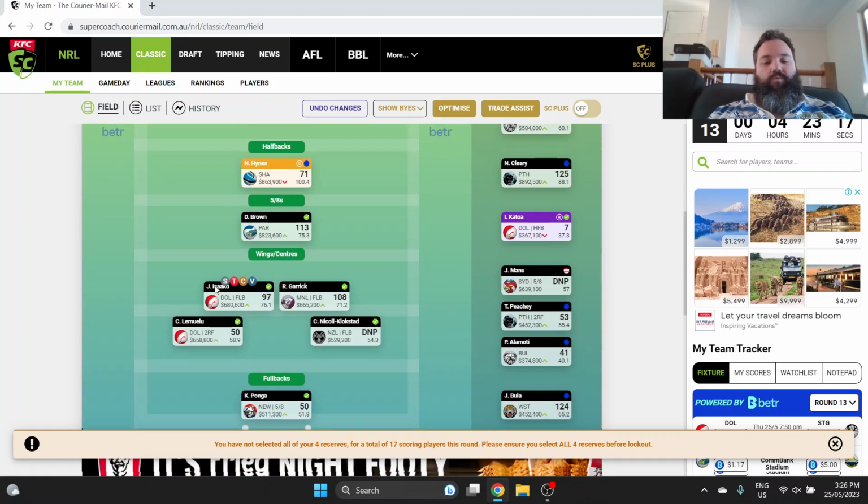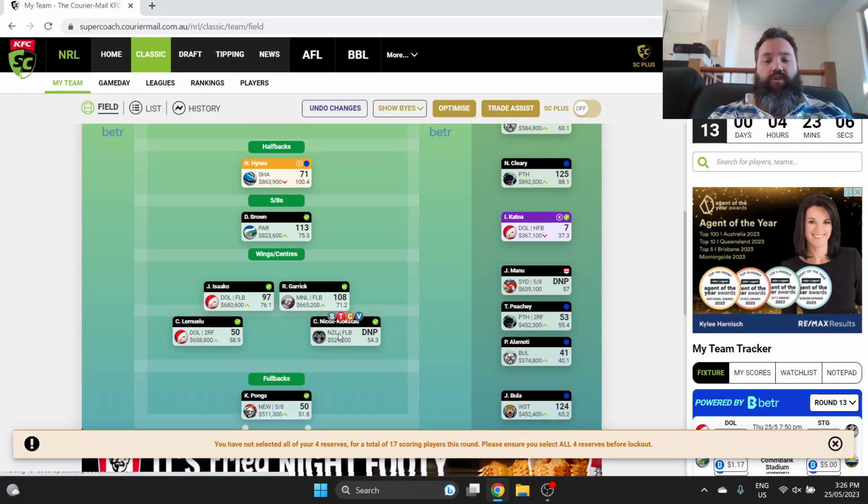Ozarko, Garrick, well, Ozarko, we've got a plan for that position next week anyway. But Garrick, Lemuelu, we're keeping. Nicoll-Klokstad, he's fine. We like his work rate. He's going to get some big scores eventually. And we've obviously just brought Ponga in at fullback. So the one I skipped over is Katoa on the bench. All right, so he hasn't really scored us a lot in terms of points this season.